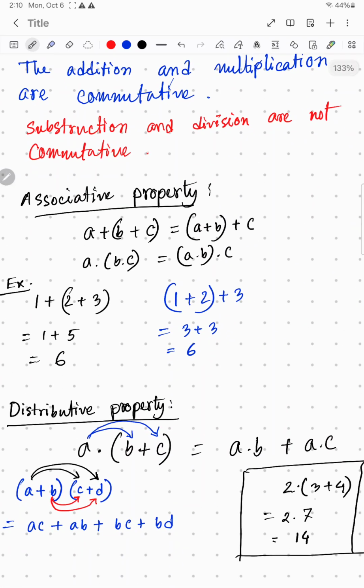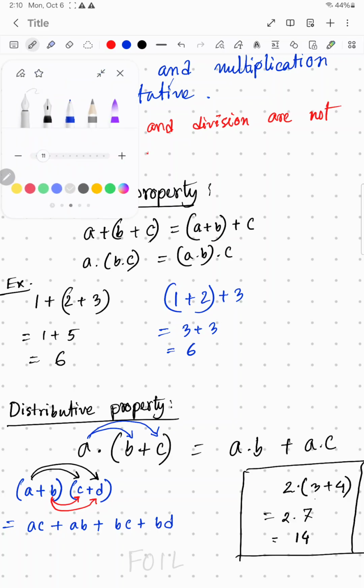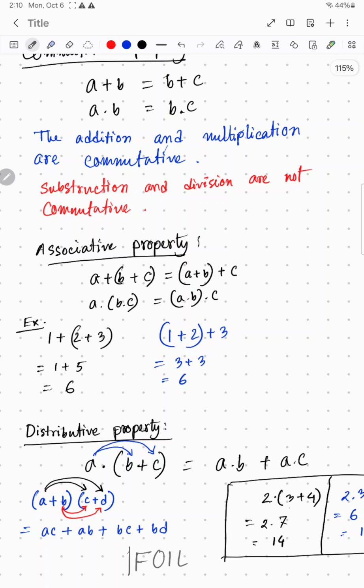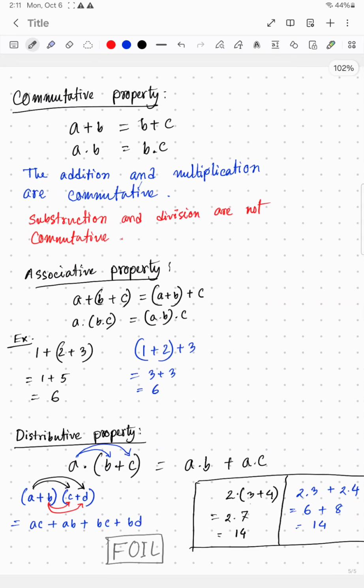Okay, you might also know this by another name, the FOIL method. You might already know this as the FOIL method. It basically says that you do first, outer, inner, last, right? That's the meaning of FOIL. And two more properties are called the identity properties.